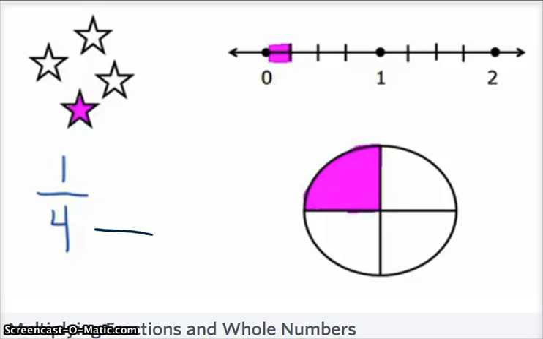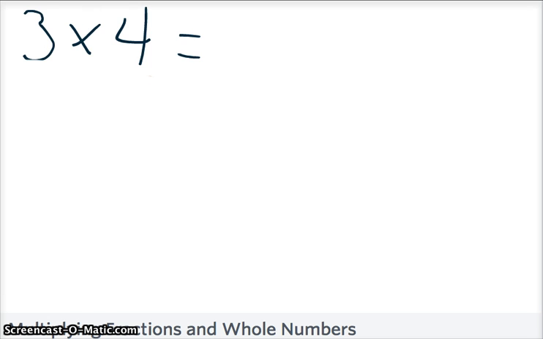Your denominator tells you how many pieces make a whole group. In this case it's 4, and your numerator tells you how many pieces are being talked about, in this case, the ones shaded pink. So we've got 1/4 of the stars shaded, 1/4 of the number line shaded, and 1/4 of the circle shaded. Okay, let's look at multiplication of whole numbers.